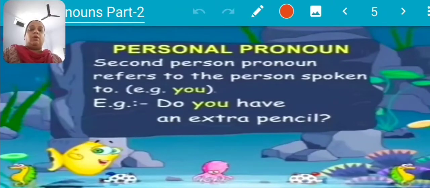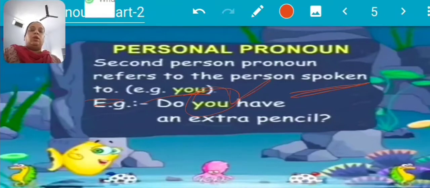Second person pronoun refers to the person spoken to, right? For example, you. Do you have an extra pencil? So, here I am speaking to you. That's why I am asking you, do you have an extra pen? So, here this word you becomes second person pronoun.